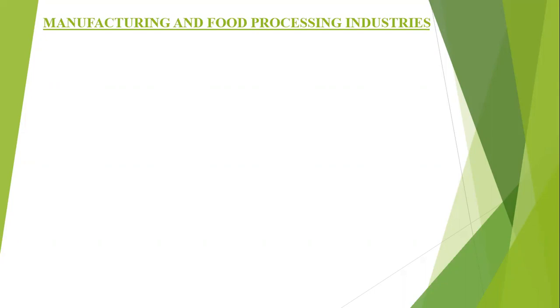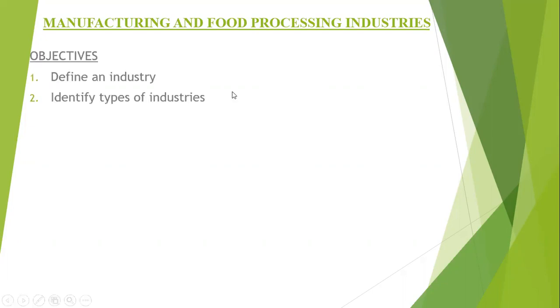So today I want to introduce you to a very interesting topic, and that is manufacturing and food processing industries. This is a very important topic, and by the end of the topic, I want us to achieve some of the objectives, and these are the objectives. Number one, I want us to define an industry, identify types of industries, and discuss factors influencing the location of industries. So these are very important objectives that I want us to achieve by the end of the lesson.